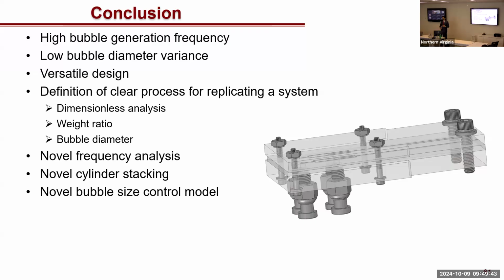We also defined a new, clear process of modeling a target system with an experimental system. So first you define the three dimensionless numbers, the Reynolds number, Eötvös number, and Morton number, in that first system. And in order to replicate it, you vary the weight ratio of the glycerin-water mixture and the equivalent diameter of the bubbles in your surrogate fluid system.